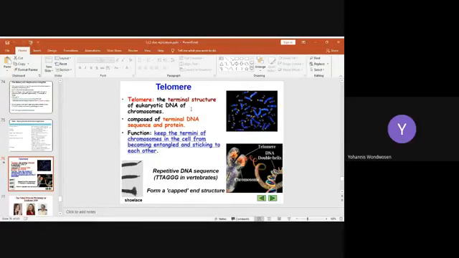So the terminal structures of eukaryotic chromosomes are composed of terminal DNA sequence, and they also have proteins. Their major function is to keep the termini of the chromosomes in the cell from becoming entangled and sticking to each other. In the repetitive DNA sequences, most telomeres have a sequence of TTAGGG in vertebrates.